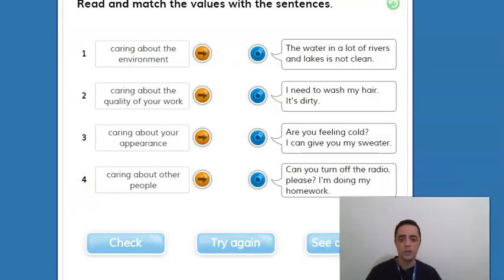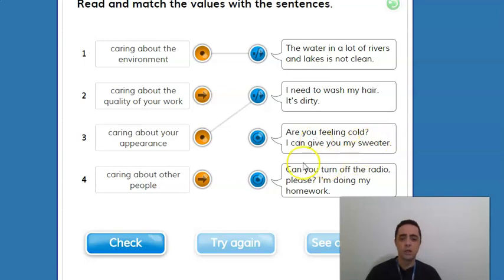Alright, so here we have the speech bubbles, okay, and some values. Caring about the environment, caring about the quality of your work, caring about your appearance, caring about other people. "The water in a lot of rivers and lakes is not clean." So what do you think for this one? Most probably caring about the environment. "I need to wash my hair. It's dirty." So this is caring about the appearance.